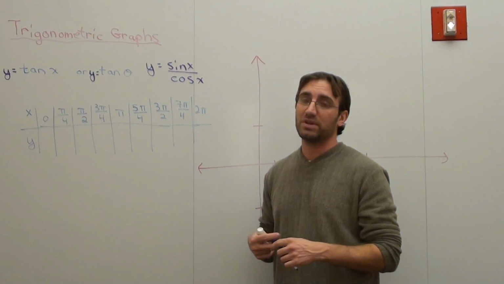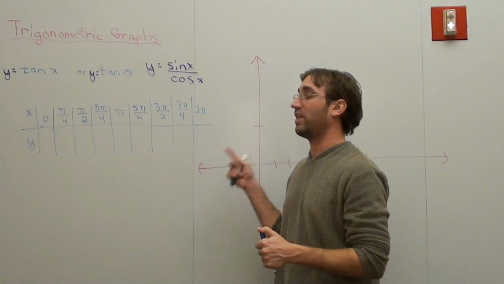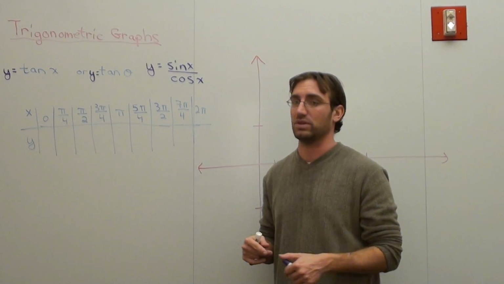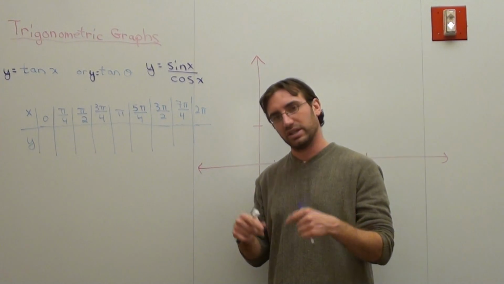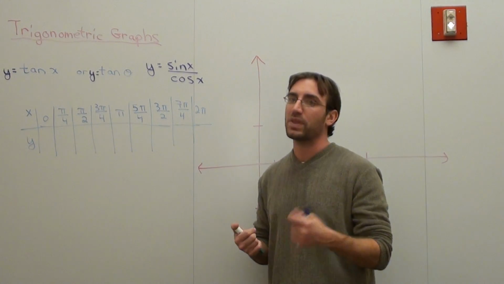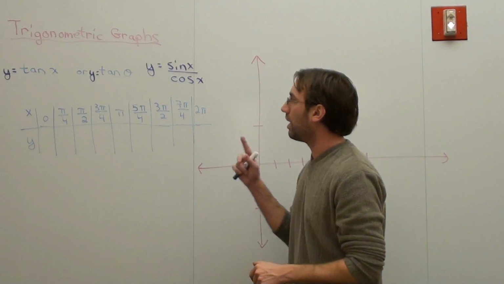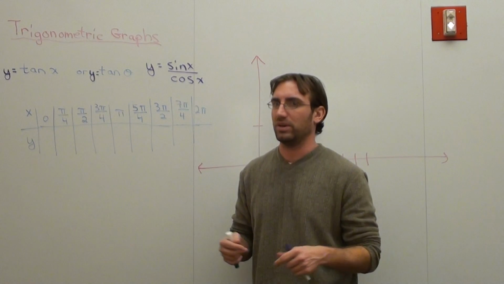And what you have to keep in mind is that the tangent graph actually has asymptotes to it, vertical asymptotes. The sine and the cosine aren't limited in terms of domain, but the tangent is. So you have to watch out for that. With that said, let's go ahead and figure out what it is.